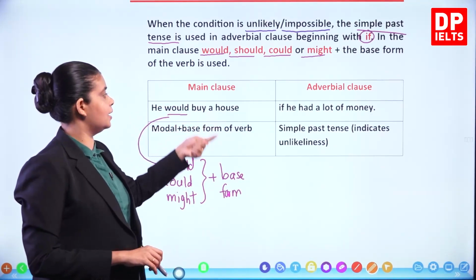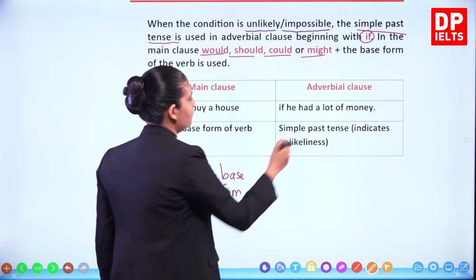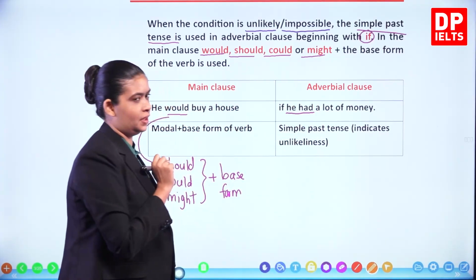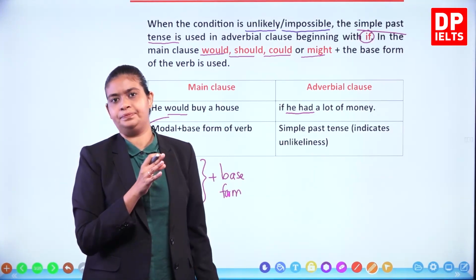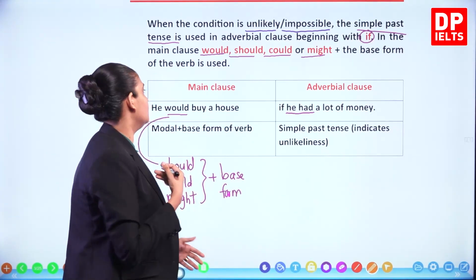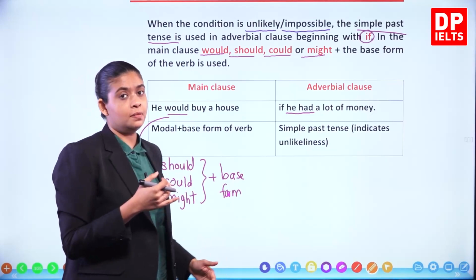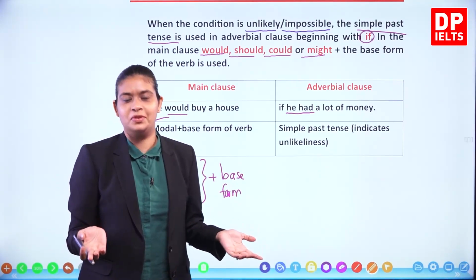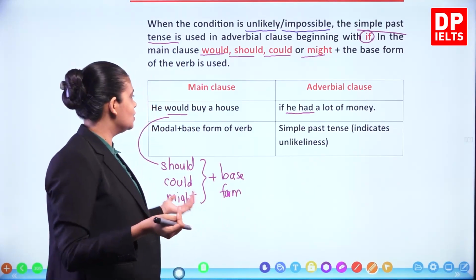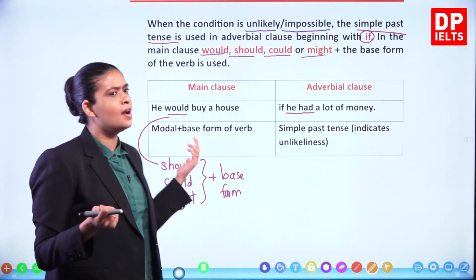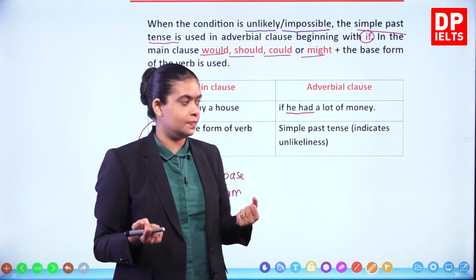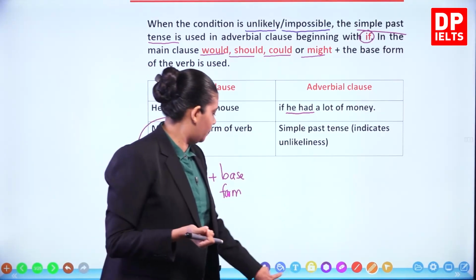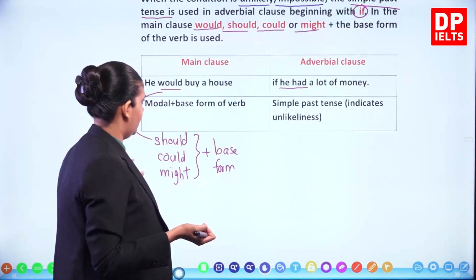He would buy a house if he had a lot of money. It's very unlikely. Like I would say, I would buy an apartment if I had a lot of money. It's very unlikely that I would have a lot of money, obviously, right? So buying that would be unlikely or impossible, right? You could come up with another example, right?